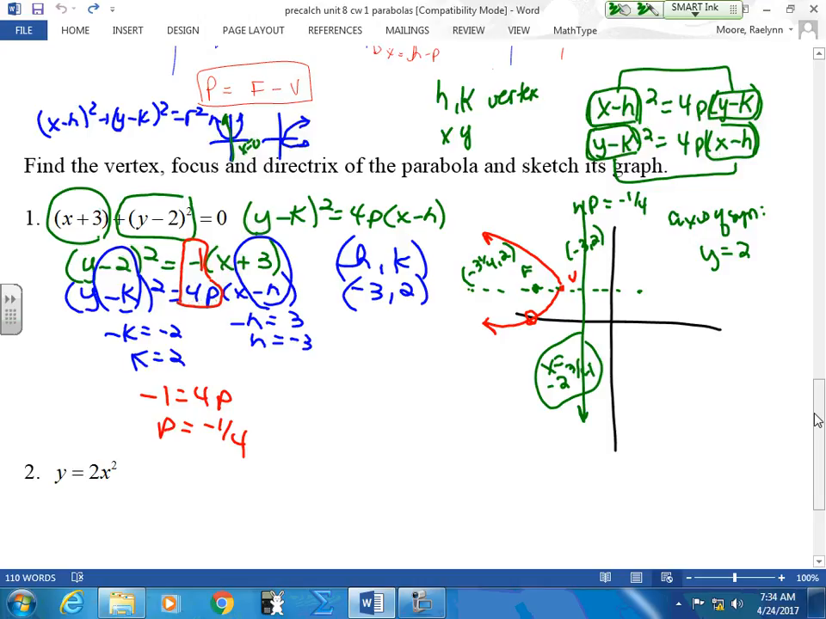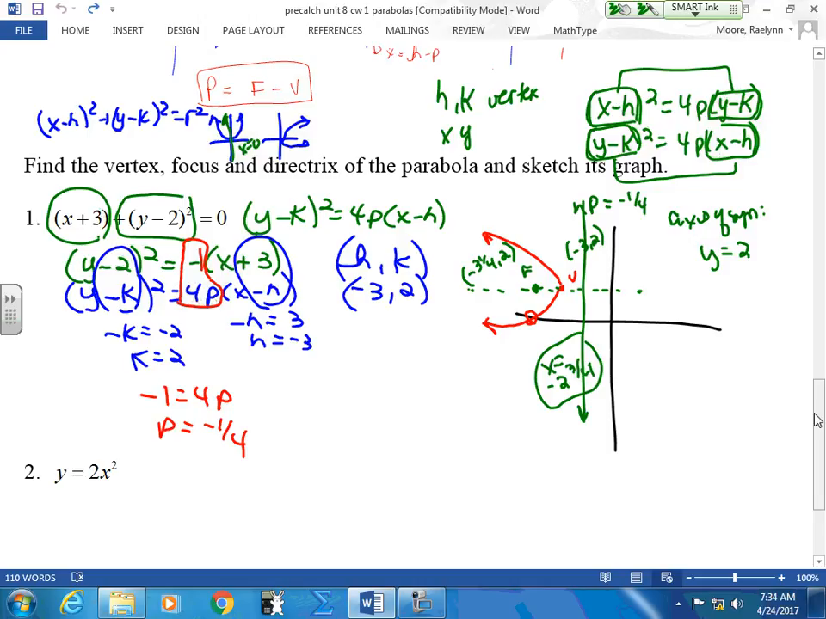I don't know if it opens left or right by this negative. By this negative guy right here. What would make it open right? Positive. So it's just the h number, or just the h matters? No, the h comes from the vertex. The h and the k give me my vertex.